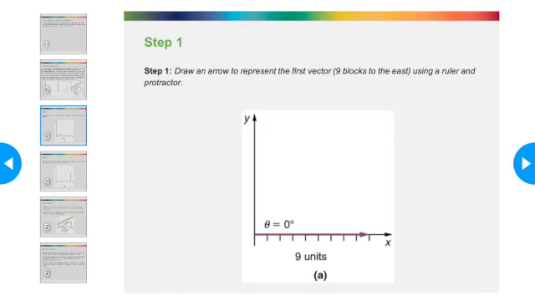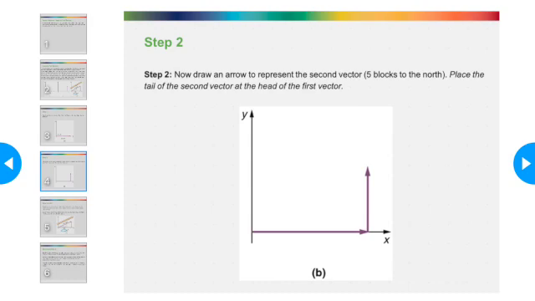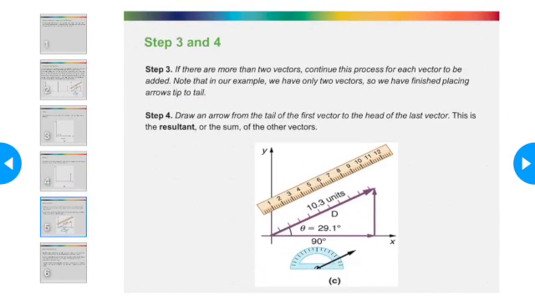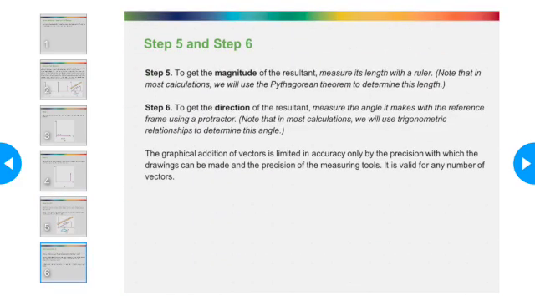So they do break it down. Step 1, draw the first arrow. Step 2, draw the second arrow. The end of the first one is where you start the second one. And then connect them and multiply by any scales that were necessary. Then, of course, they define magnitude and direction again, but we're not worried about those because we already know what those mean. In this case, the magnitude is the length, and the direction is the angle with the protractor.